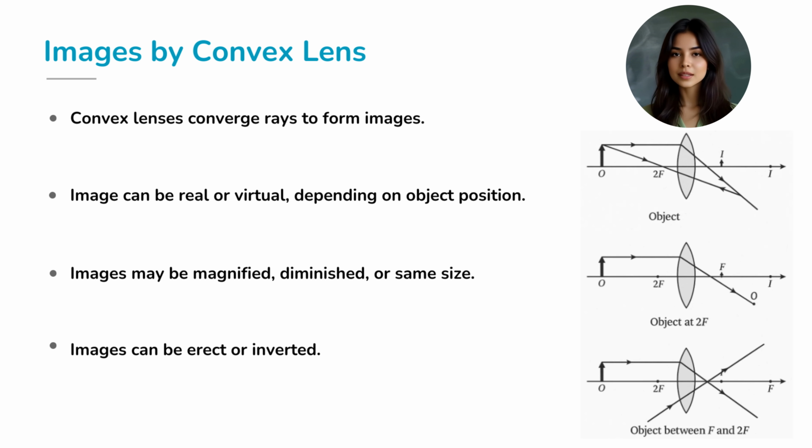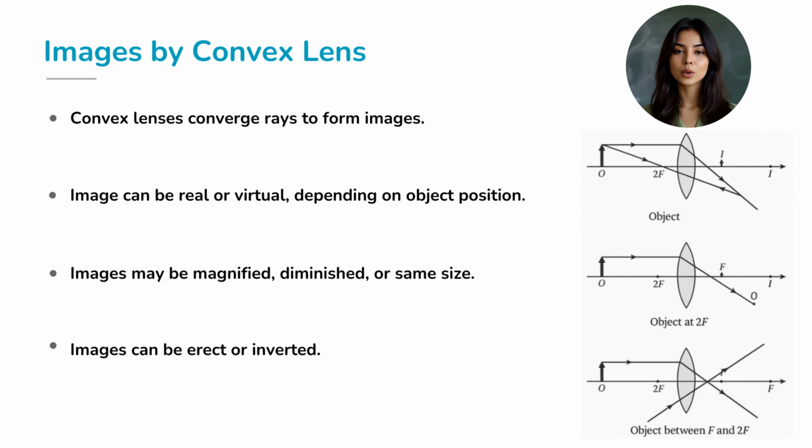Here's the fun part: the image can change its size. Sometimes it's magnified like your face in a makeup mirror. Sometimes it's diminished like when you're far away in a photo, and sometimes it's exactly the same size. Convex lenses are full of surprises. And finally, images can be erect or inverted.